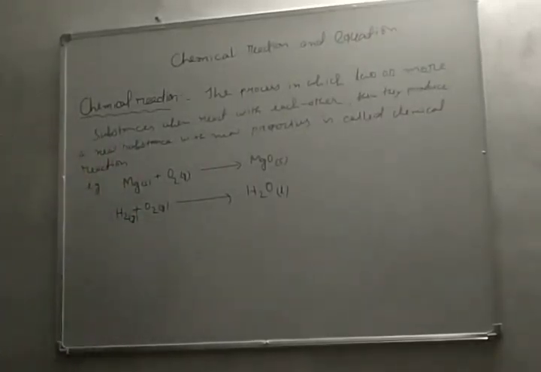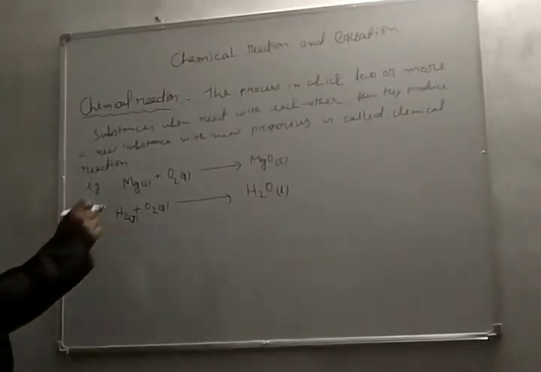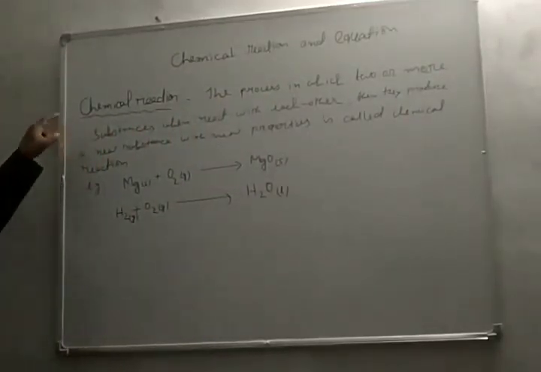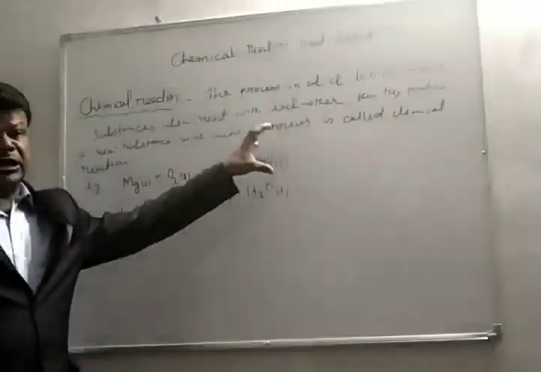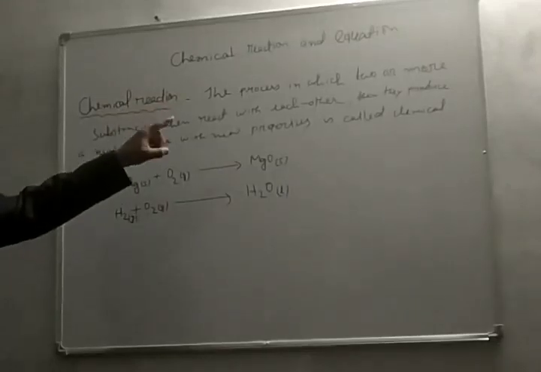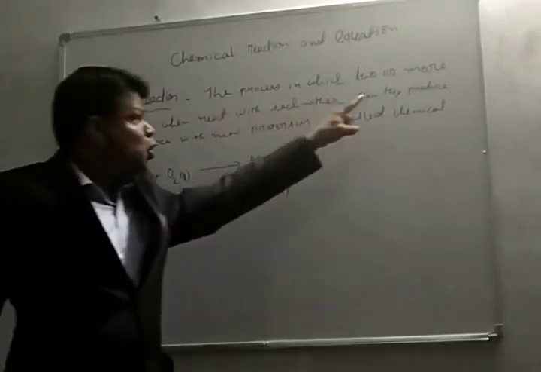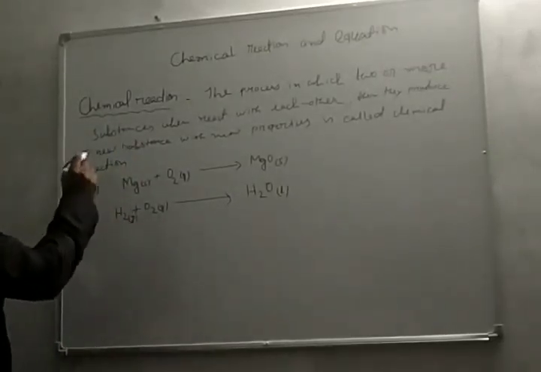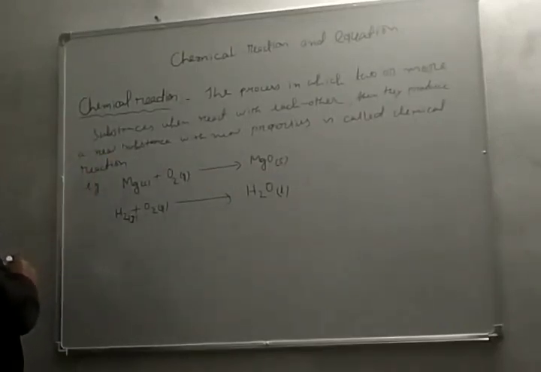from Chapter 1, Chemical Reactions and Equations, Class 10 Science. Okay, then let me start. So, the definition of chemical reactions: the process in which two or more substances react with each other and produce a new substance with new properties is called a chemical reaction.